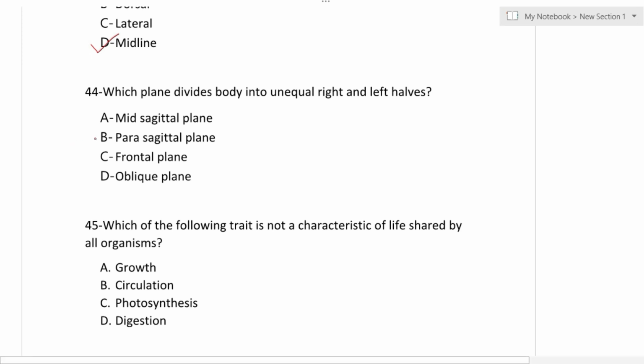The correct answer for this question is option B, that is parasagittal plane. Parasagittal plane. We discussed this one earlier.